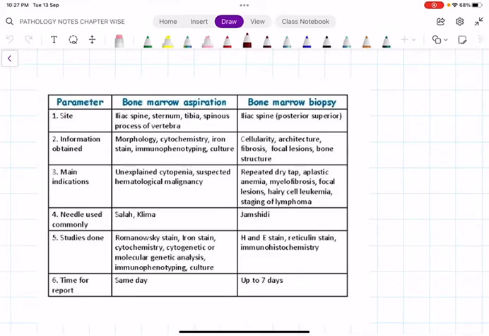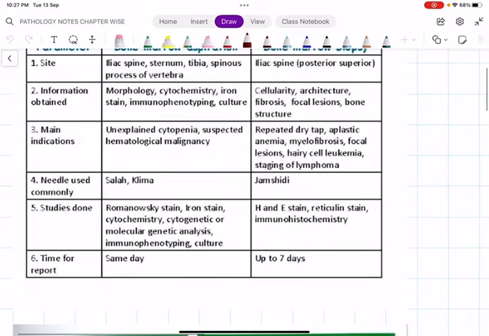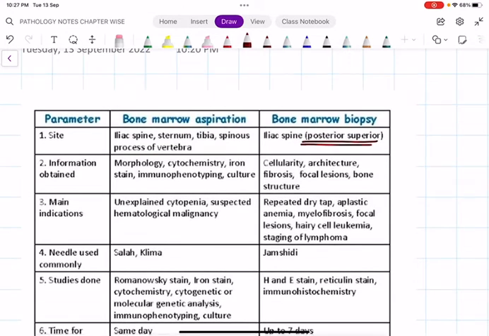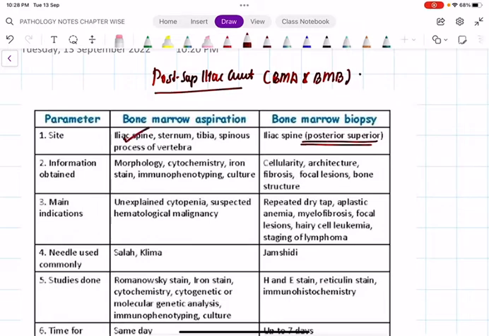First, let us see what the site is. Whether it is an aspiration or biopsy, the site almost remains the same. That is the posterior superior iliac crest. The posterior superior iliac crest is the site for bone marrow aspiration as well as biopsy. I am writing here bone marrow aspiration and bone marrow biopsy. This is the site. Of course, in various textbooks, just for theoretical purposes, if they ask you, you can write iliac spine, sternum, medial aspect of tibia, spinous process of the vertebra. These are the other sites.